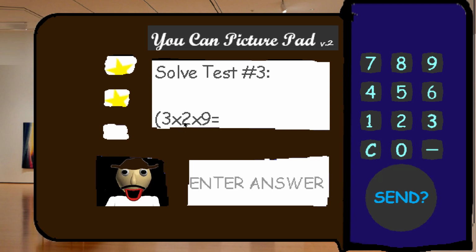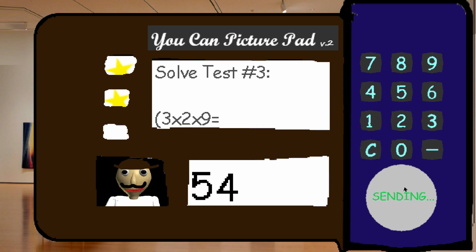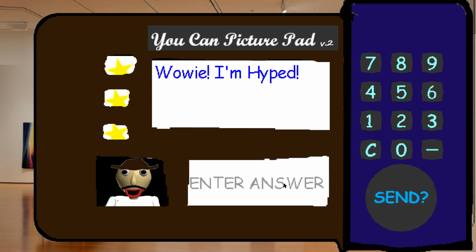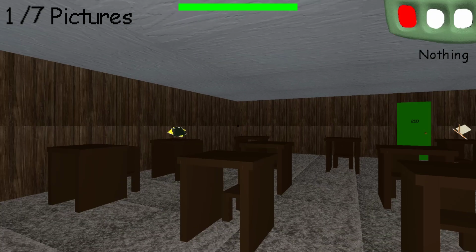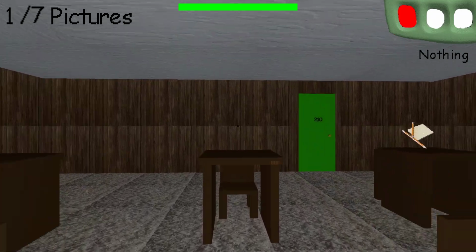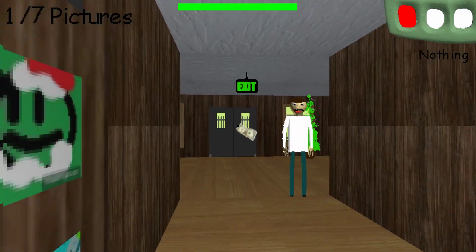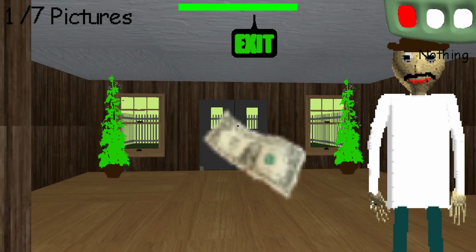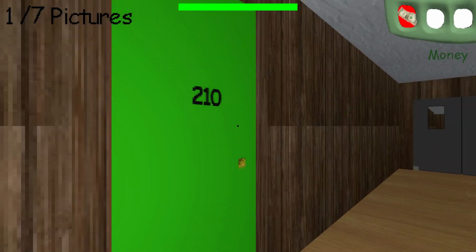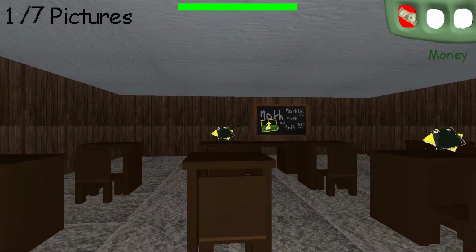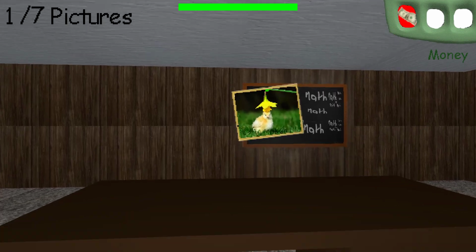3 times 2 equals 6. 6 times 9 equals 54. There you go. All right. First picture done. Let's get the second one. I wonder what the quarter is going to look like. What is the quarter? A shiny quarter. That's not a shiny quarter. That looks like a U.S. dollar bill. Okay. Well, either way, it doesn't matter. All right. So we are using U.S. dollar bills or money.